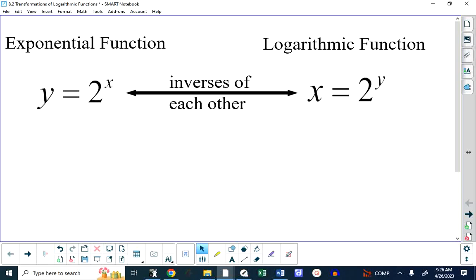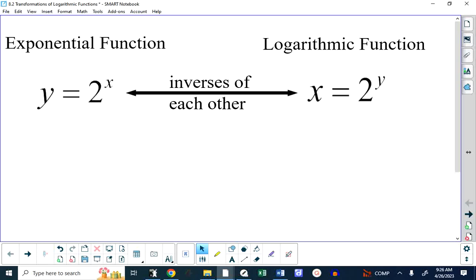Similarly, if you know the properties of y equals 2 to the x, which you should, that's where we started the unit. For example, you know that the line y equals 0 is a horizontal asymptote on y equals 2 to the x. Then, since x equals 2 to the y is the inverse, that means instead of having a horizontal asymptote, you'll have a vertical asymptote. And instead of it being at y equals 0, it will be at x equals 0.